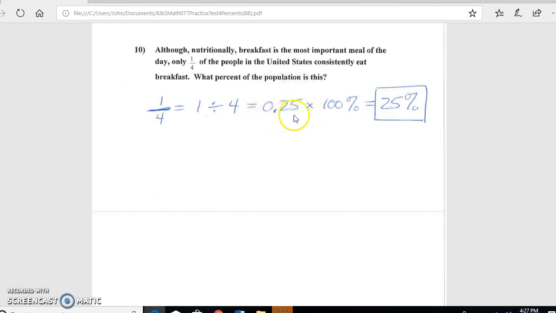So this is a decimal number. To change a decimal number to a percent, we multiply by 100, and we end up here with 25%.